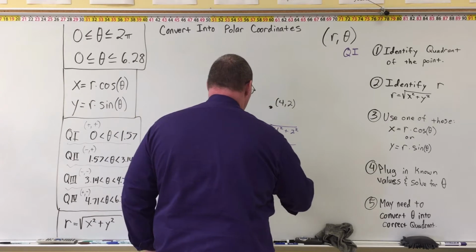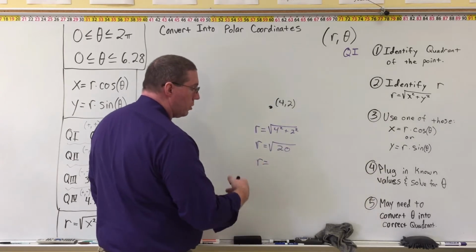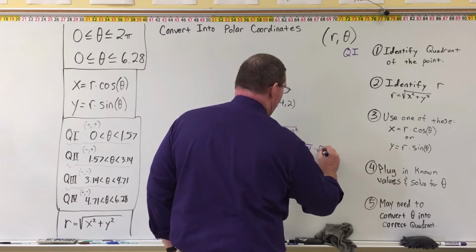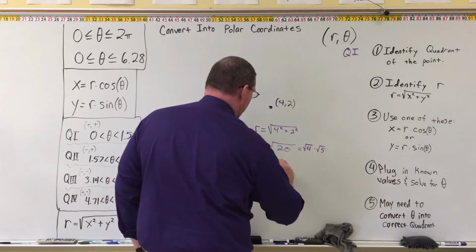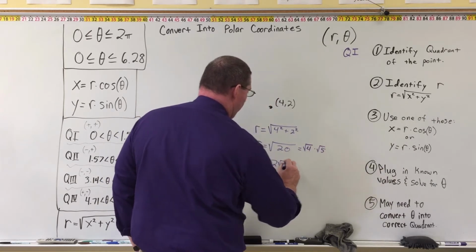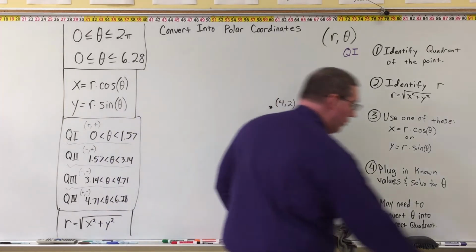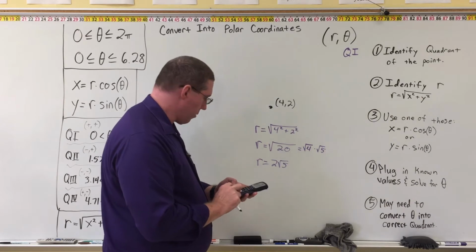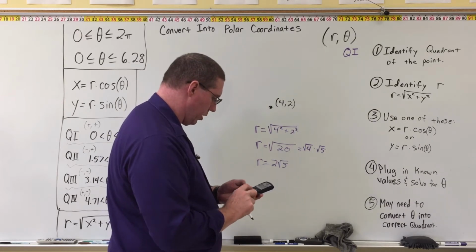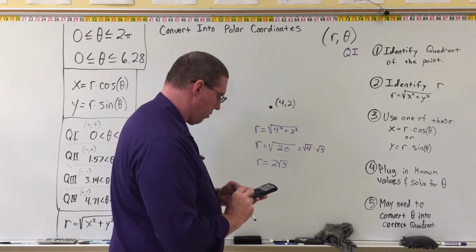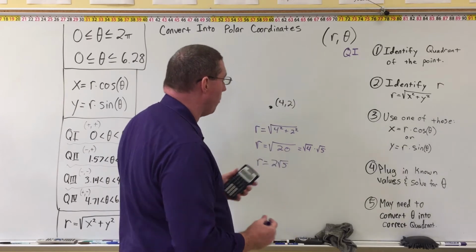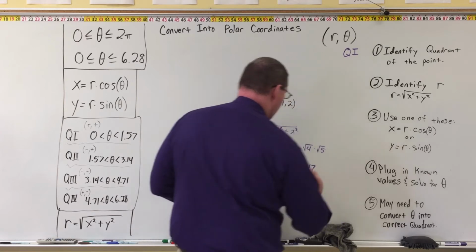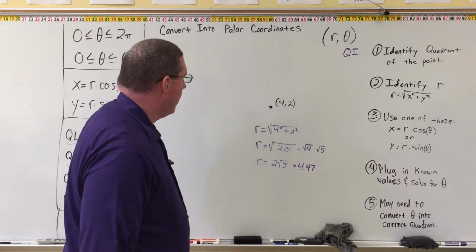And so r is equal to the square root of 20, which can actually be reduced to the square root of 4 times the square root of 5. So it can be reduced to 2 square root of 5. But we can also convert it into a decimal, and we'll go to 2 decimal places. Let's key in the square root of 20. The square root of 20 is approximately equal to 4.47.